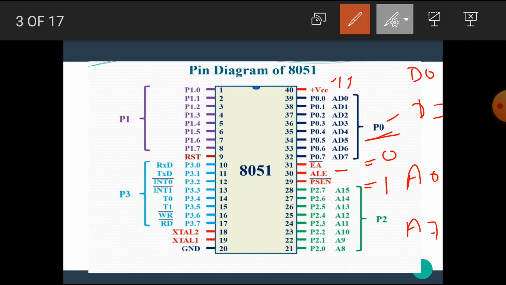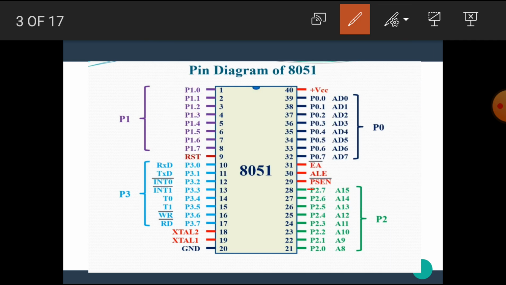Our next pin is the PSEN pin. PSEN stands for program store enable. This is also an active low type pin, and in the case of external memory interfacing, this pin is connected to the output enable pin of external memory.